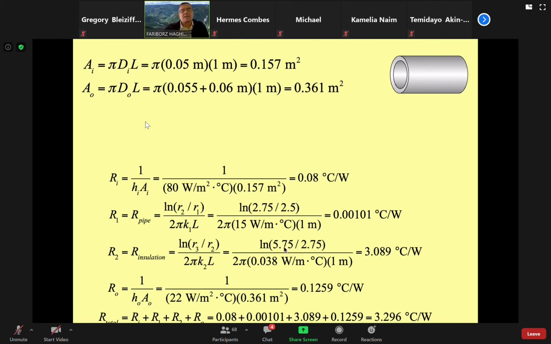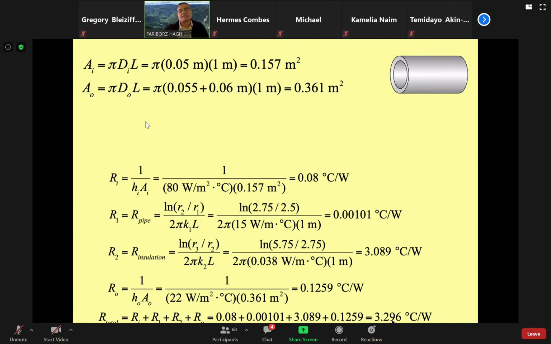In this case, you have 2.5 plus 3 centimeters of insulation. 2.75 plus 3 centimeters of insulation gives you 5.75. And here is the case of R2 only for the pipe. Therefore, now we have been able to identify each of these resistances. The same as the wall, we add all of them together.